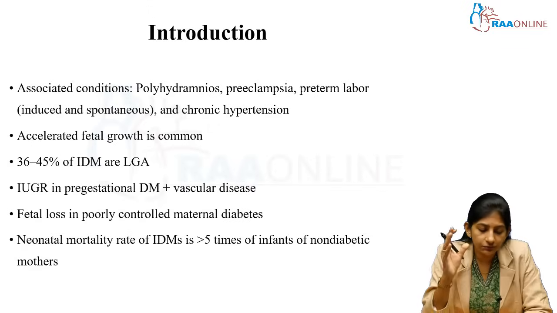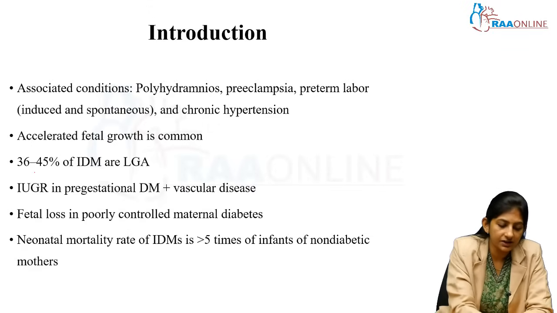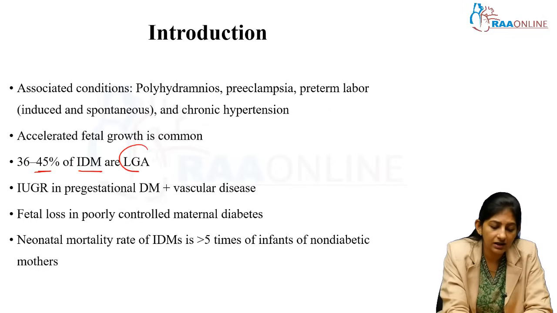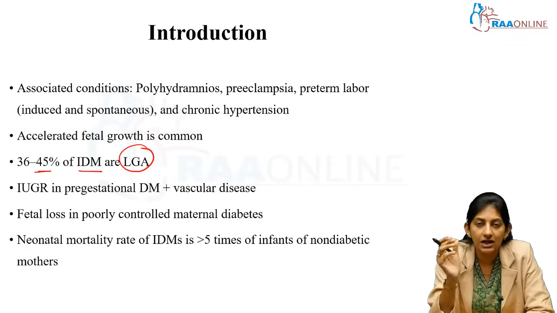So, around 45% of the infants of diabetic mother are large for gestational age. So, what about the remaining? Say 45 to 50% is large for gestational age. But what about the remaining? Remaining can be of normal weight.